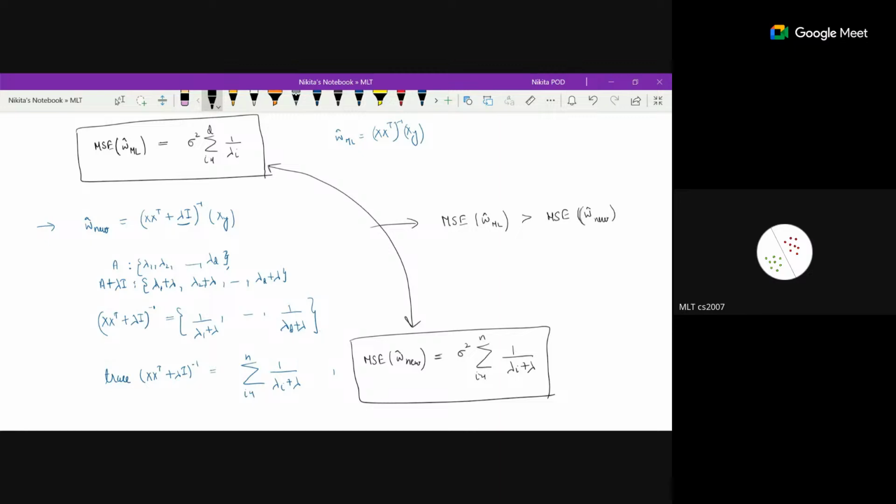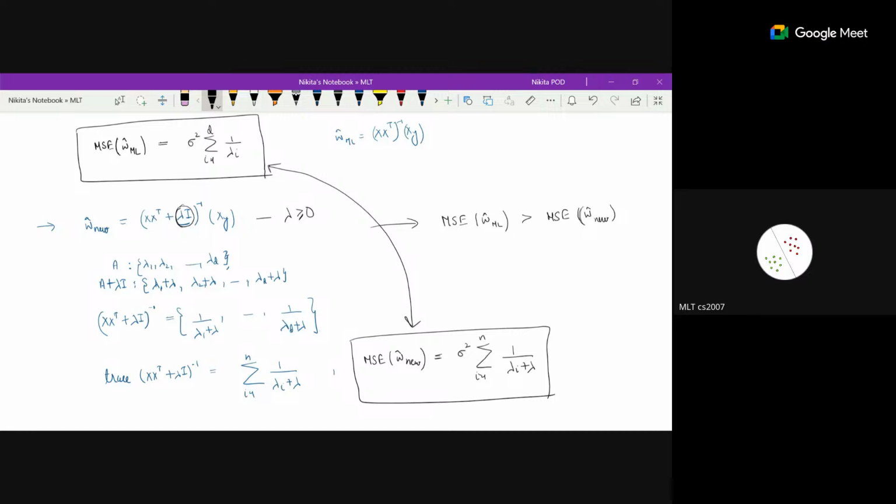By introducing this lambda I term in our previous estimator, we are able to reduce the mean square error of the problem. One thing to note here is that this lambda is a positive quantity, so lambda is greater than or equal to 0.